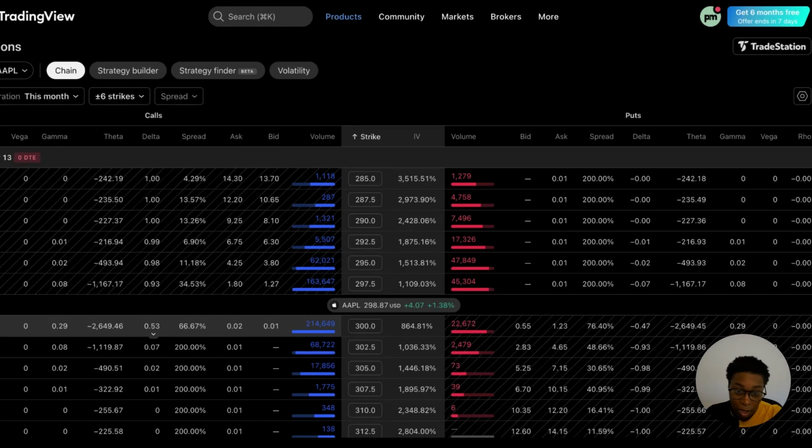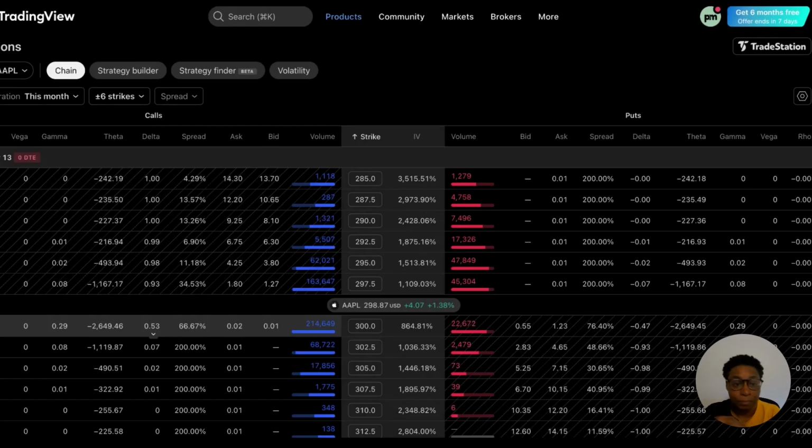Like this $13.70 here on this 285 strike on Apple would be $1,370 to enter into that trade. Okay, so for those of you who weren't in that first one, you have to multiply the bid and the ask by 100 to determine how much it's going to cost you to actually get into that trade.